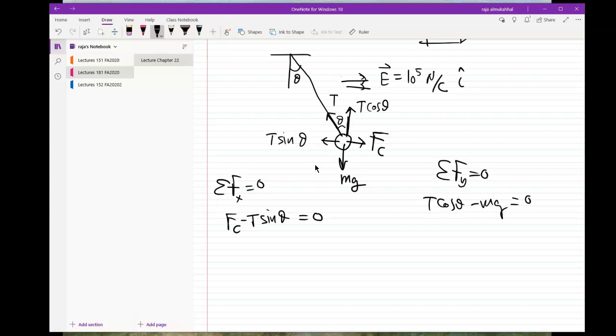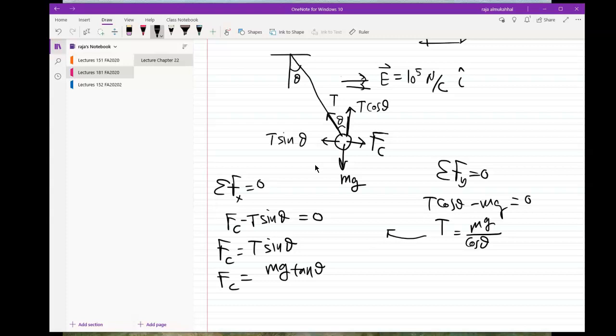Again, I want to eliminate the tension T, just like I did in the last problem. So mg over cosine theta, I can put it back in there, right? So that's going to be F sub c equals T sine theta. I just move the T sine theta to the other side, and that's going to be mg tangent theta, just like we did in the previous problem. There we go. Here's my final expression.